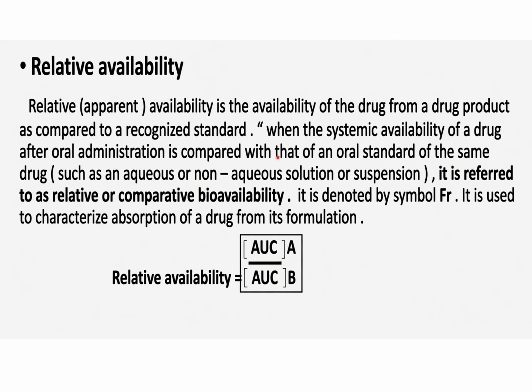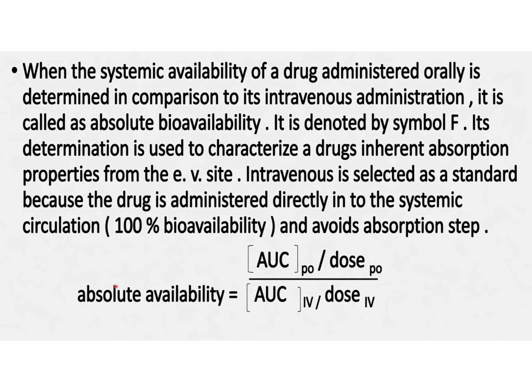So as we have already learned, relative bioavailability is the bioavailability of a drug product from another drug product as compared to the recognized standard. Okay, so this is the AUC of A and AUC of B. This is the relative bioavailability. For example, if we compare any tablet like paracetamol tablet with its paracetamol solution, then this comparison would be relative bioavailability. And another one is absolute bioavailability.